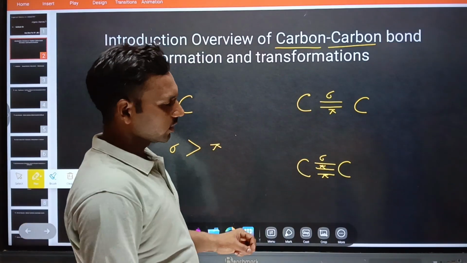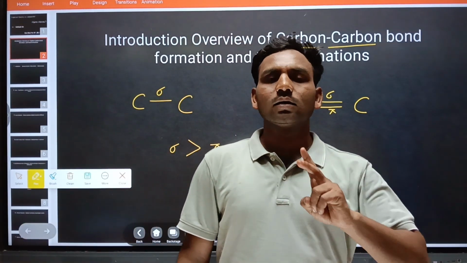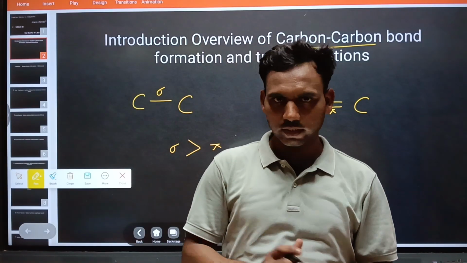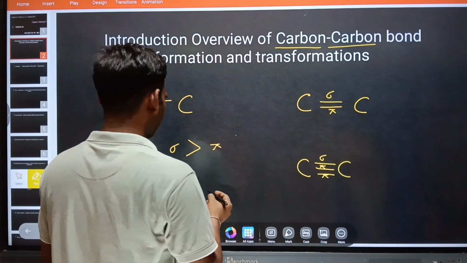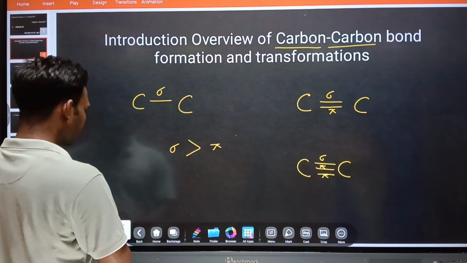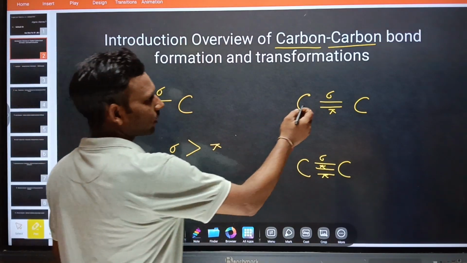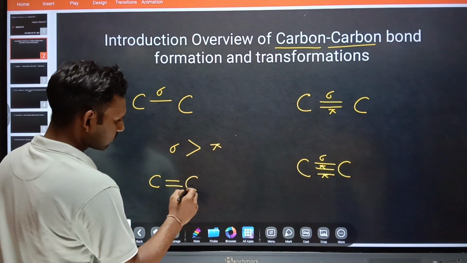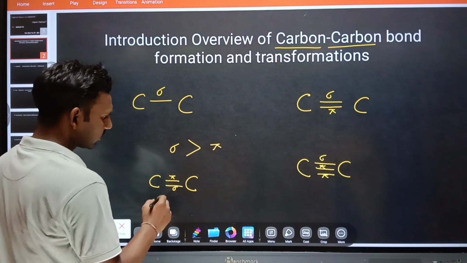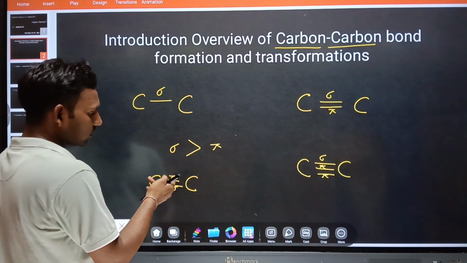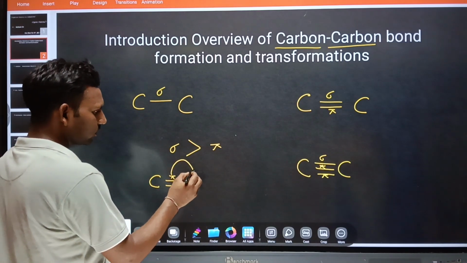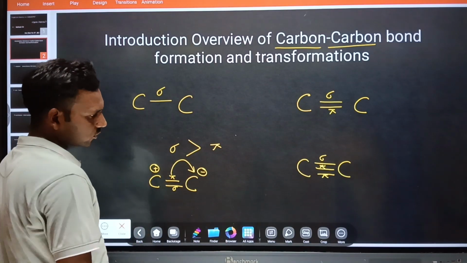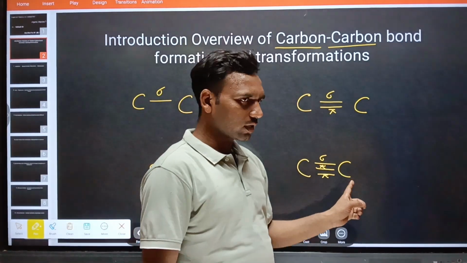This means that in chemical reactions, between the carbon-carbon bonds, the pi bonds dissociate first. As an example, in a carbon-carbon double bond, there is a pi bond and a sigma bond. The first dissociation is the pi bond, and one carbon contains a negative charge and the second carbon contains a positive charge. Similarly in the carbon-carbon triple bond.